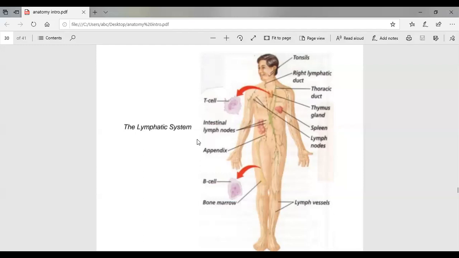So how does this happen? The body recognizes which part requires to be attacked, and the lymph vessels carry lymph to different parts of the body.